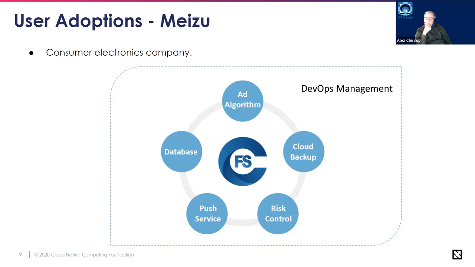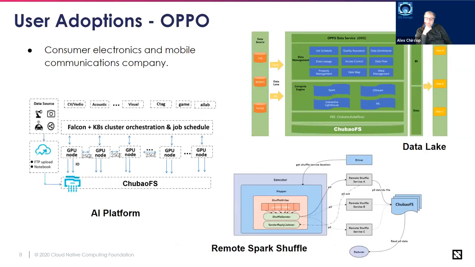Okay, understood. Rob Esker wrote a question in the chat asking if you would be able to cover what motivated Oppo and JD.com to undertake the development of ChubaoFS versus perhaps using other technologies, and is it due to some particular applications or perhaps scale?